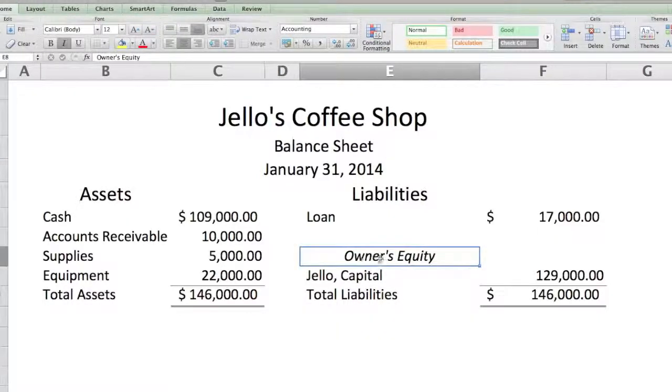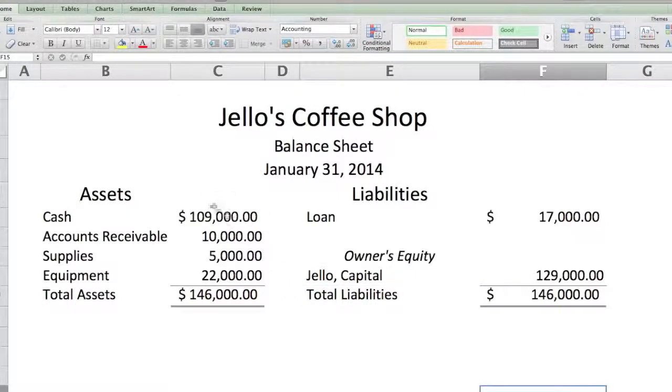And then, of course, below that you'd have the owner's equity, which is a separate section, and you list out, in this case, Jello's Capital. Now the reason why I list it like this is if in the future someone else decides to invest with Jello, you would insert them under Jello and they'd have their own set of equity because you track it separately.